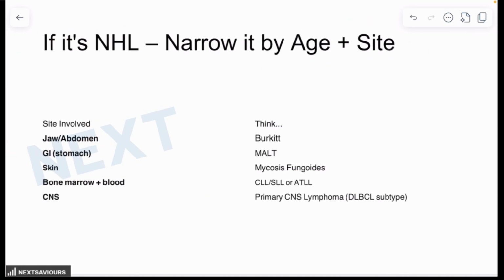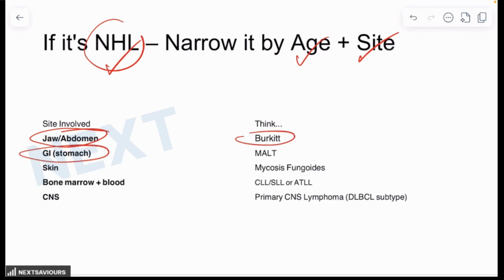And the second thing is the site, which site is possibly affected. Because, as I'm again repeating, if you have to narrow down the differential diagnosis before reaching the cytogenetic markers and the histological features, then you have to narrow down the NHLs by age and site. So if there is involvement of the jaw or the abdomen, it could be Burkitt's. If there is a GI involvement with H. pylori infection, it is MALT.